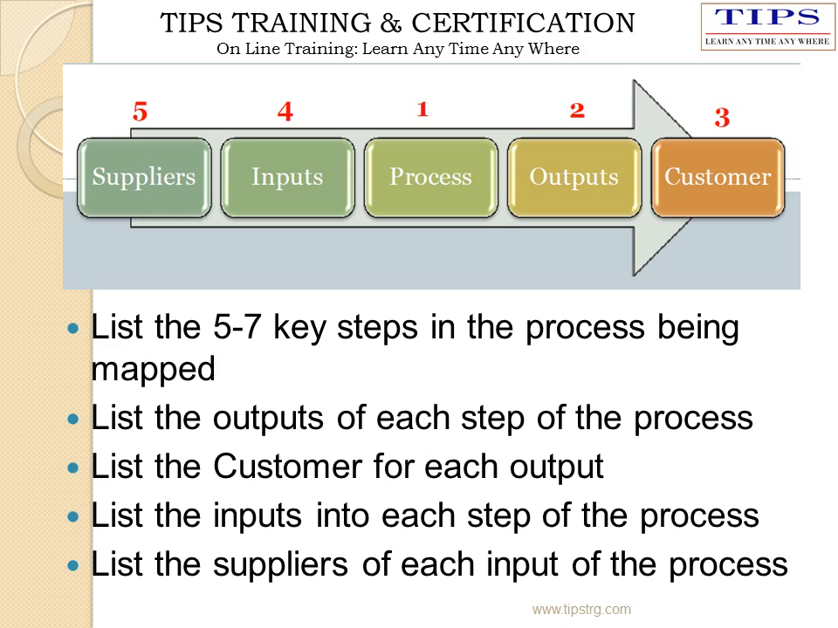First, write down the processes and sub-processes one by one vertically. Now, for each process or sub-process, write down the outputs. Outputs might be positive or negative. Positive means the output of the process, that is the product or service. Negative output means scrap generated, waste generated, etc.